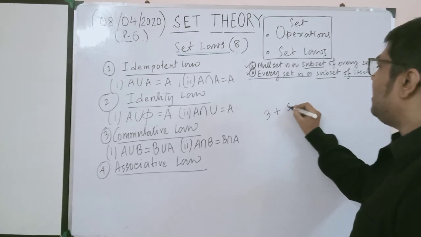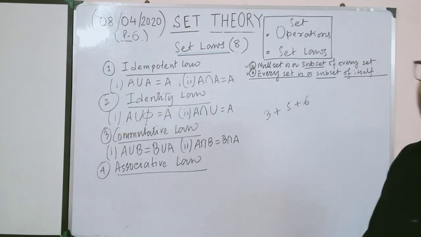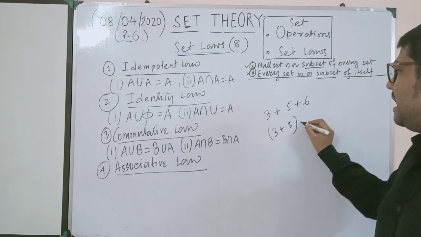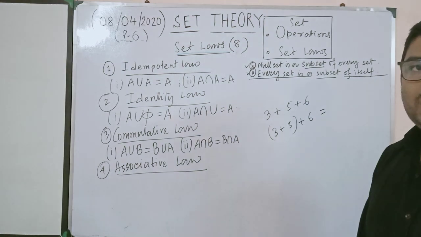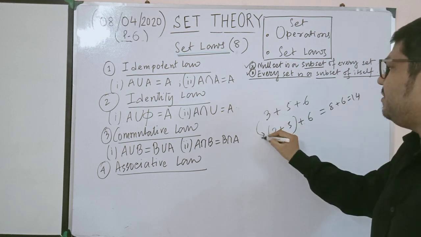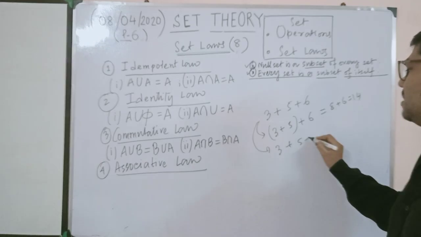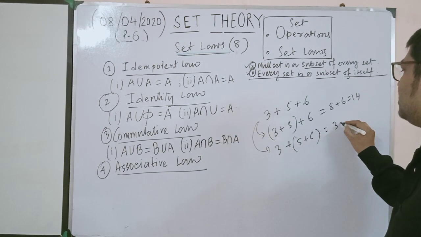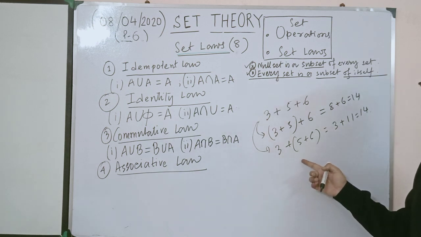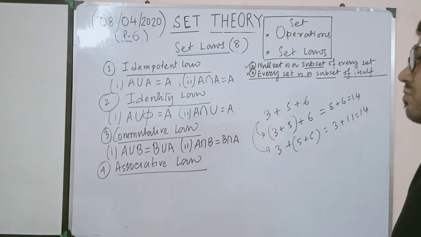So say I have few numbers like this, 3 plus 5 plus 6. So if you do a 3 plus 5 first and add a 6 with it, okay, then also you will get 8 plus 6, 14. Or if you do this 5 plus 6 first, then also you are going to get 3 plus 11, 14. That means you have to associate any two elements with that kind of operation and it works.